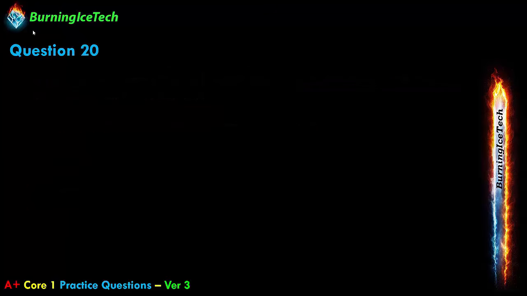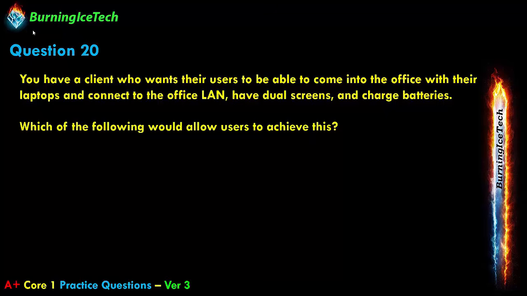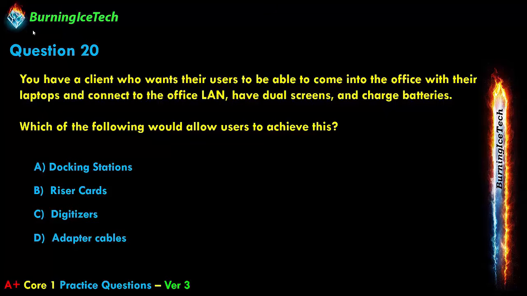Question 20. You have a client who wants their users to be able to come into the office with their laptops and connect to the office LAN, have dual screens, and charge batteries. Which of the following will allow your users to achieve this? So basically, you want users to be able to do all of that stuff in one go. Just wham, bam, boom. They can do all of that stuff. Now, which of the following here below will allow them to achieve that?